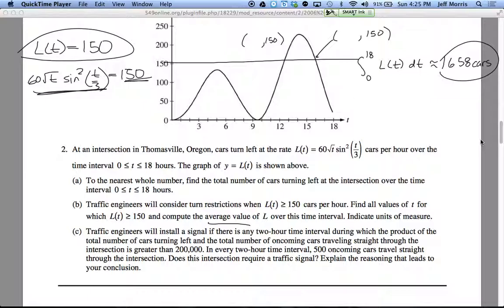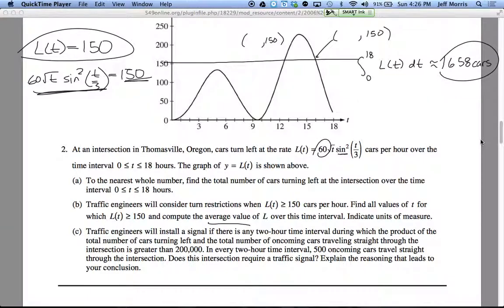Y max at least. Oh yeah, you might have to change your window. Let me give you a hint, guys. This is a sine graph. Sine graphs usually have amplitude. It's sine squared, so it's always above. Where's the amplitude at? 60.